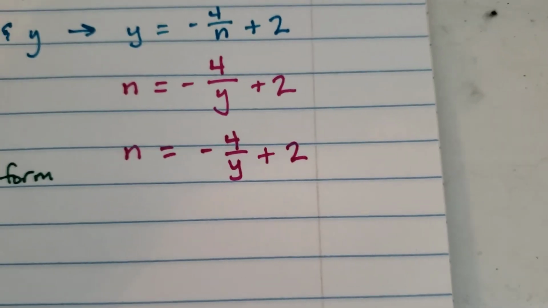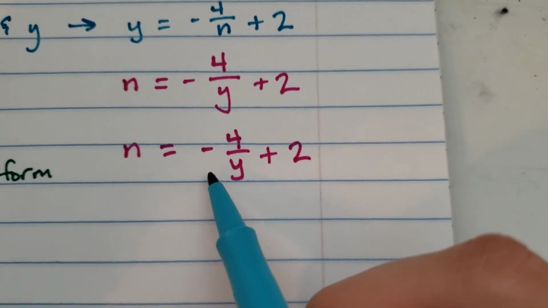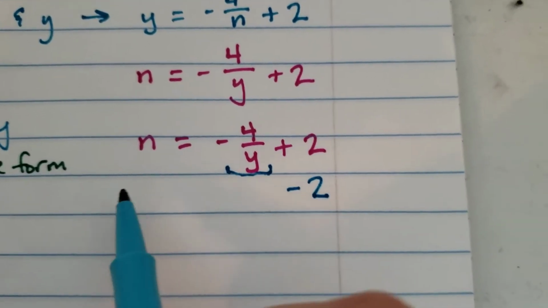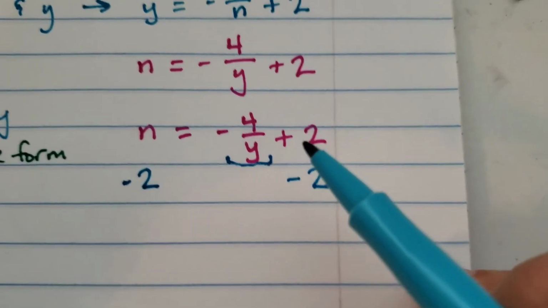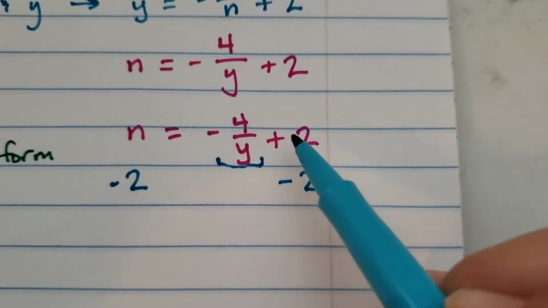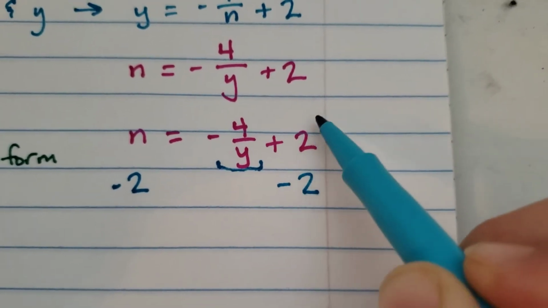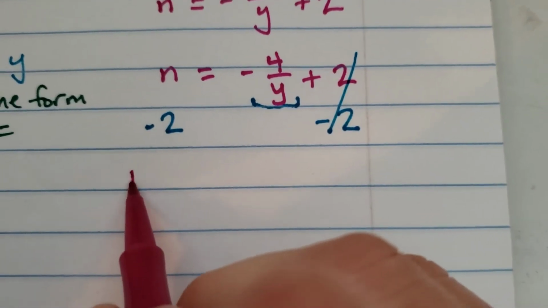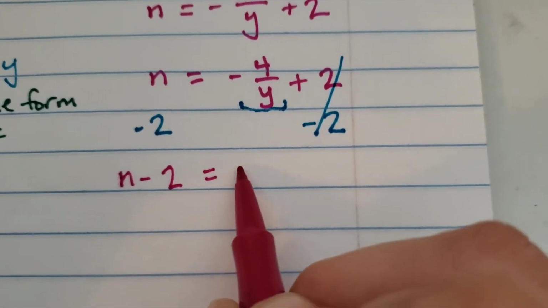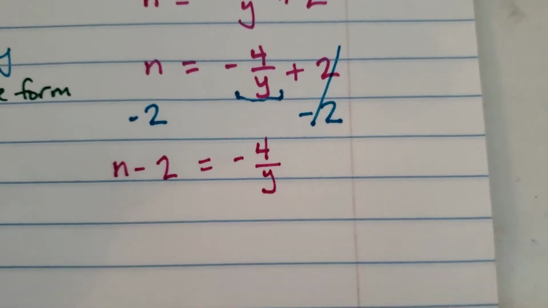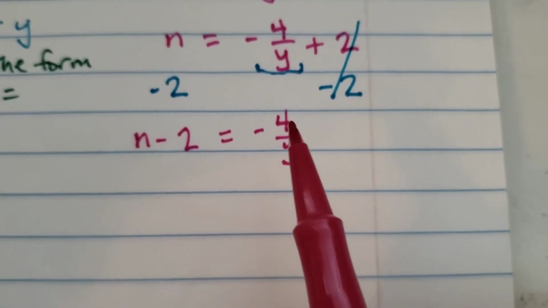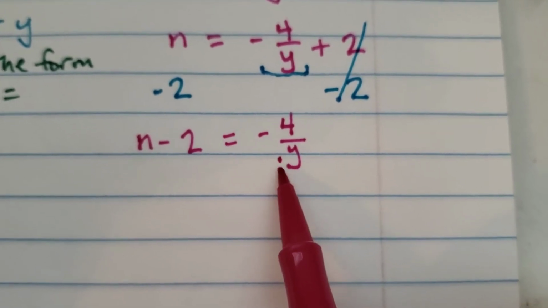Again, remember, I want to get this by itself. So the first thing I can do is subtract 2. So I'm already using inverse operations. Plus 2 and minus 2 are inverses of each other. That's going to make them cancel right here. So now what I'm going to end up with is n minus 2 equals -4 over y.